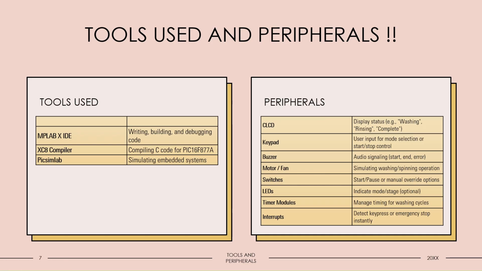As we know, at the end of the washing machine cycle, when the washing machine completes its function, the buzzer rings, and when we open the washing machine, the buzzer also rings. The buzzer has been used here. The motor/fan: we have used the fan, which simulates the spinning operation of the washing machine.